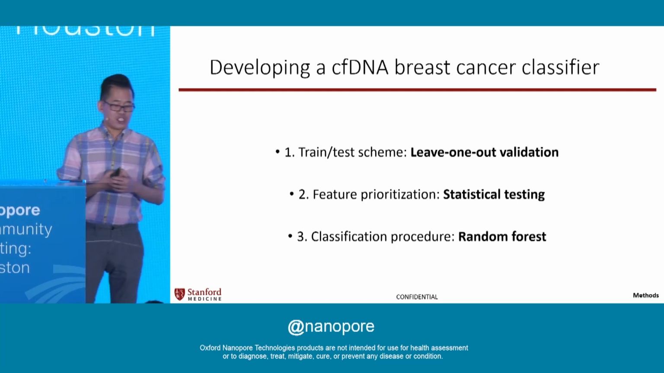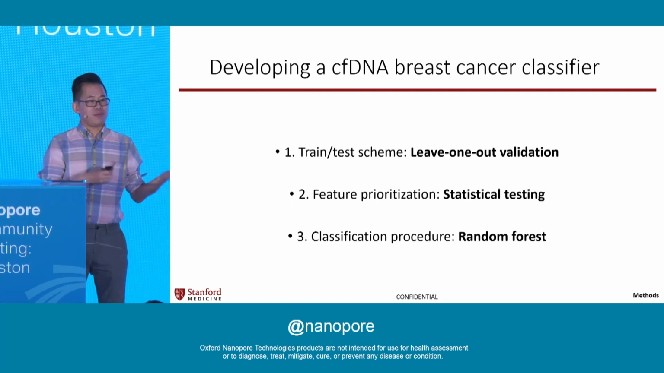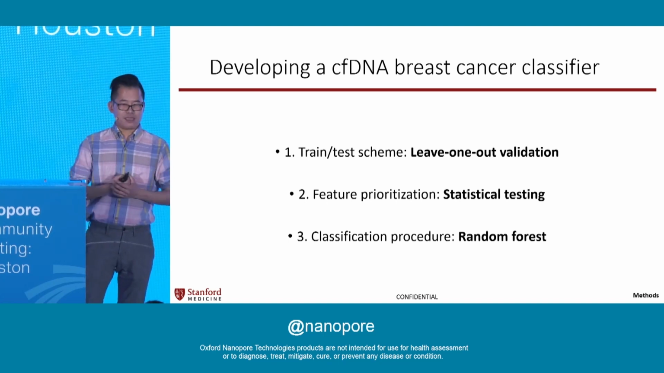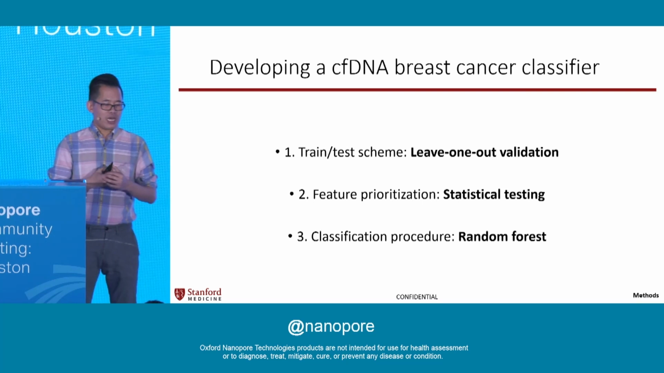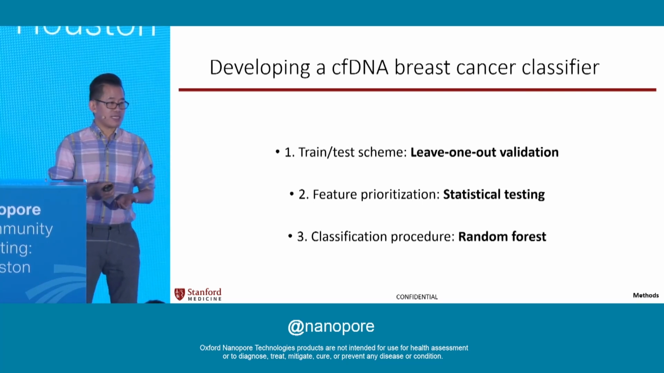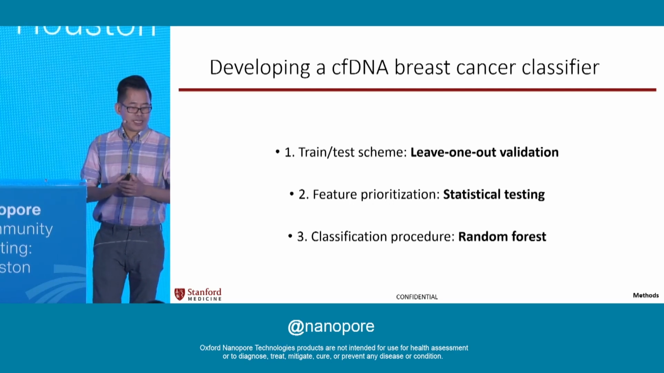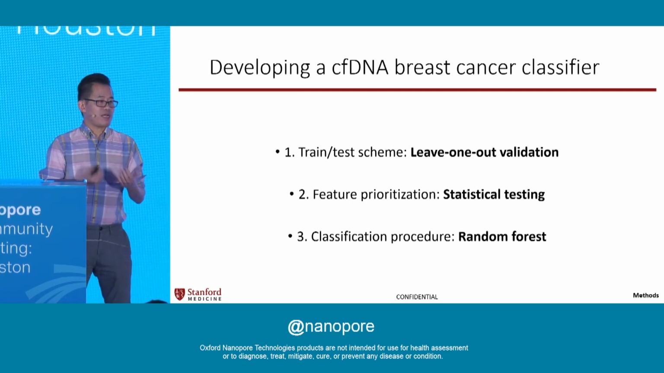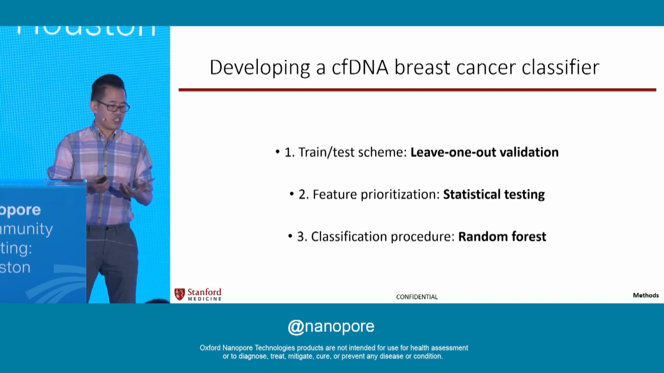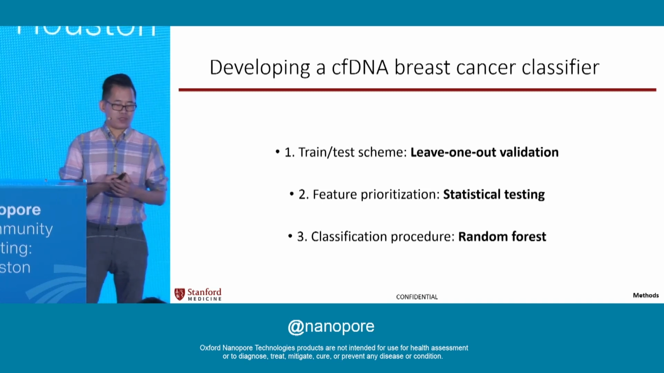For feature prioritization, what this means is which CpG sites do you actually use for the model? Because there are 30 million of them. That's a very, very large number of biomarkers. Not all of them will be informative, so we use statistical testing to narrow down this range. For the classification procedure itself, we use a random forest classifier in order to build a classification procedure that is not biased for different data sets.